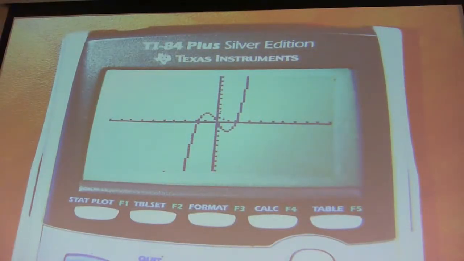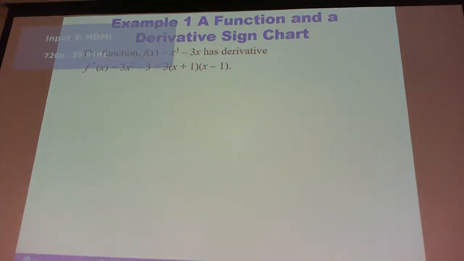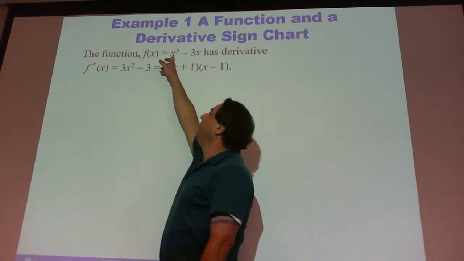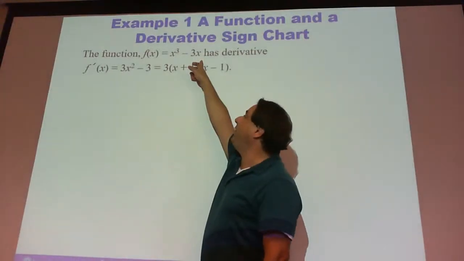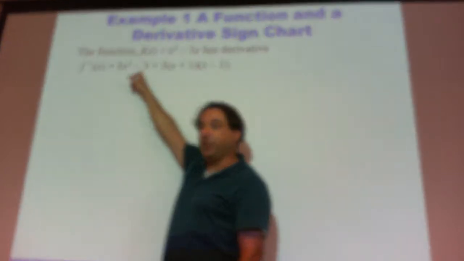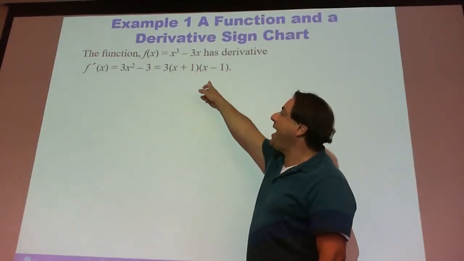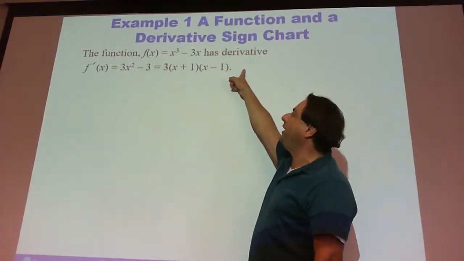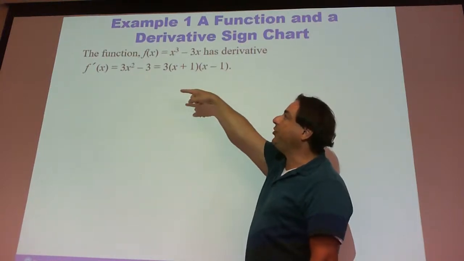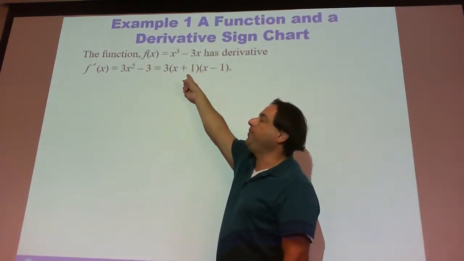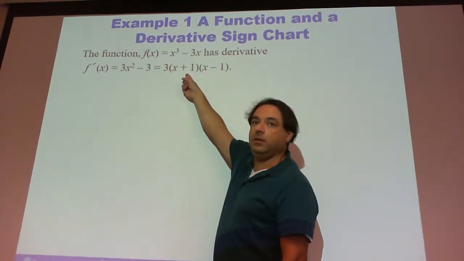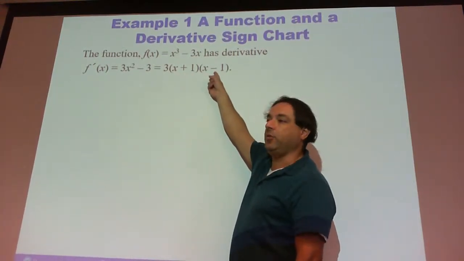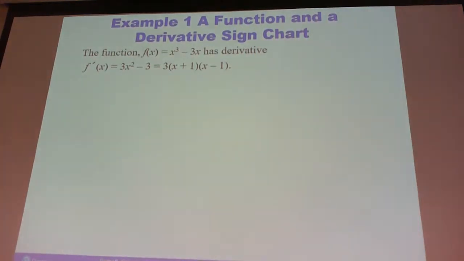So, going back to the notes. If we take the derivative, so what's the derivative of x cubed? 3x squared. What's the derivative of 3x? 3. So we take the derivative. We can factor that into 3 times (x plus 1)(x minus 1). And if we take the derivative and set it equal to 0, what number makes this 0? -1. And what number makes this 0? 1. So what did I do? I took the derivative and I set it equal to 0.